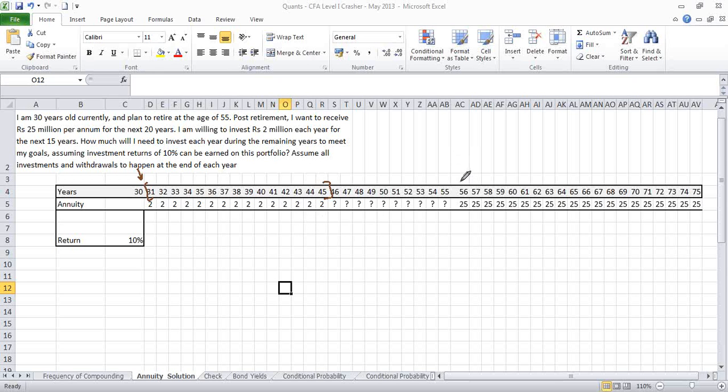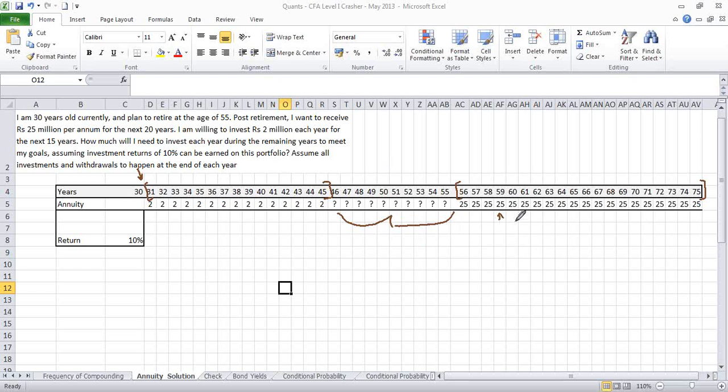We are also saying that from the year 56 onwards till the year 75, after my retirement at 55, I want to withdraw 25 million every year. So this is what we are trying to solve for, and we have to find out this investment here. What do we really do in this period? How do we really invest, and what amount do we invest at the end of each year? Now, how do we solve it?